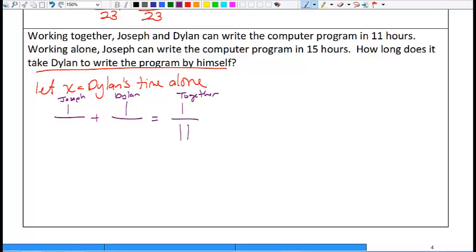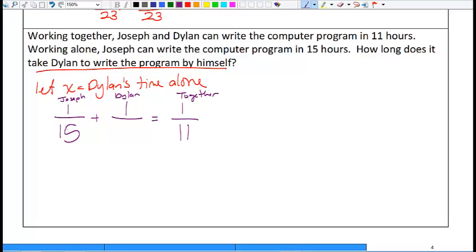So let's keep reading. Working alone, Joseph can write the computer program in 15 hours. So in 1 hour, he can write 1/15th of the program. So that's why it's 1 over. Or you can just memorize the formula is 1 over plus 1 over equals 1 over. That's another way you can just do it.